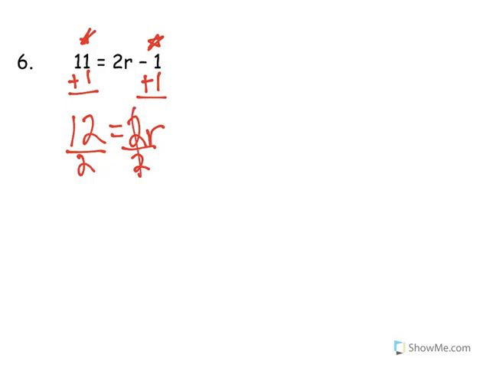2 divided by 2 simplifies. I have just R alone. Equals 6. And 6 equals R is the same thing as R equals 6. I can flip them back and forth. They mean the same exact thing. All right, good. So let's get started on our classwork practice.